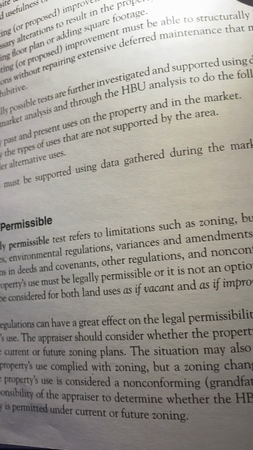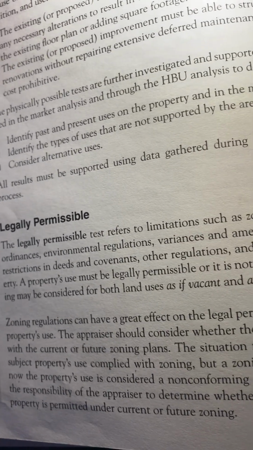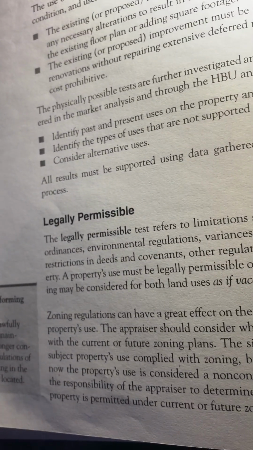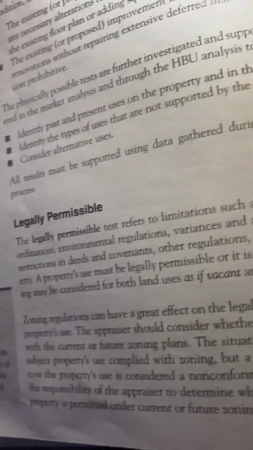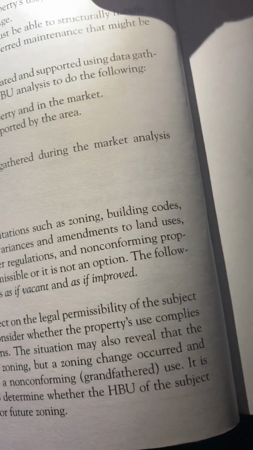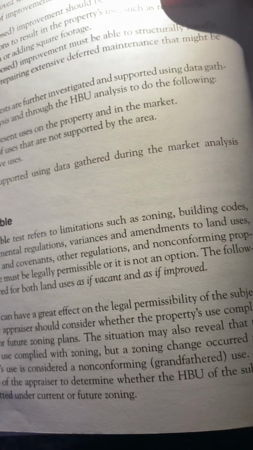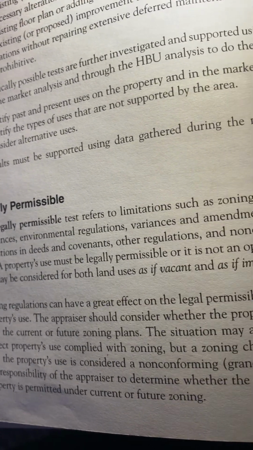Zoning regulations can have a great effect on the legal permissibility of the subject property's use. The appraiser should consider whether the property's use complies with the current or future zoning plans. The situation may also reveal that the subject property's use complied with zoning, but a zoning change occurred, and now the property's use is considered non-conforming, which means grandfathered use. It is the responsibility of the appraiser to determine whether the highest and best use of the subject property is permitted under current or future zoning.